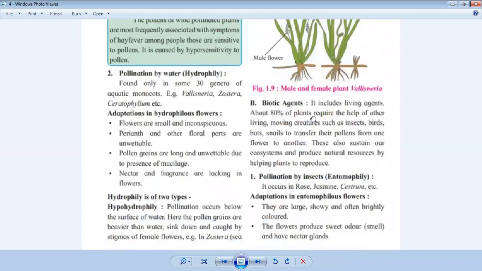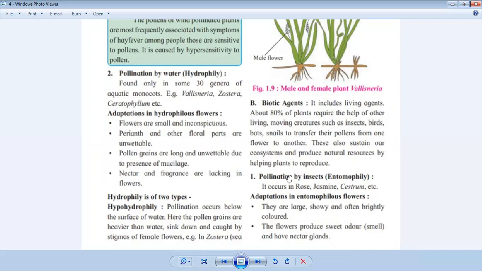Then biotic agents. Okay, if we talk about biotic agents, they include agents about 80% of the plants that require the help of other living organisms, moving creatures such as insects, birds, bats, snails, to transfer their pollen from one flower to another flower. That is, 80% of pollination is carried out with the help of living organisms or living agents.